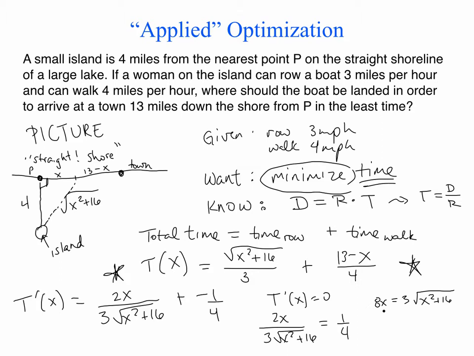So far, so good? Okay, so I've got the thing that I want under a radical. That's bad. So I'm going to square both sides to get rid of the square root. So I get 64x squared equals 9 times x squared plus 16. I feel like I'm getting different numbers than what I did when I did this before. So far, so good? Okay, great. So then I can distribute the 9.